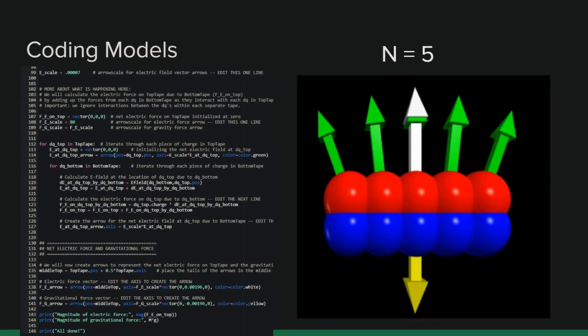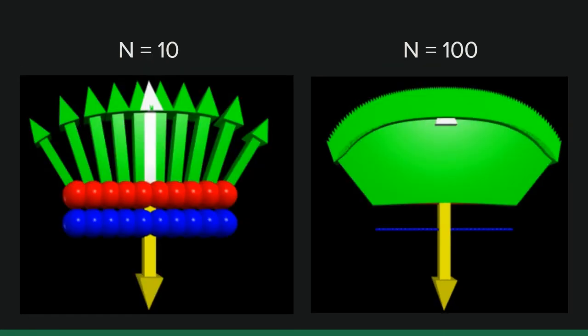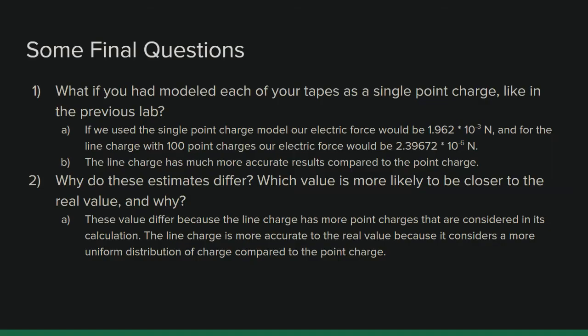Here we see that green arrows represent electric field, white arrows represent electric force, and yellow represents gravitational force. This is for n equals 5 point charges, and the following two pictures are n equals 100 point charges and 10 point charges. This shows what it looks like for calculating that electric field and how far out it can expand.